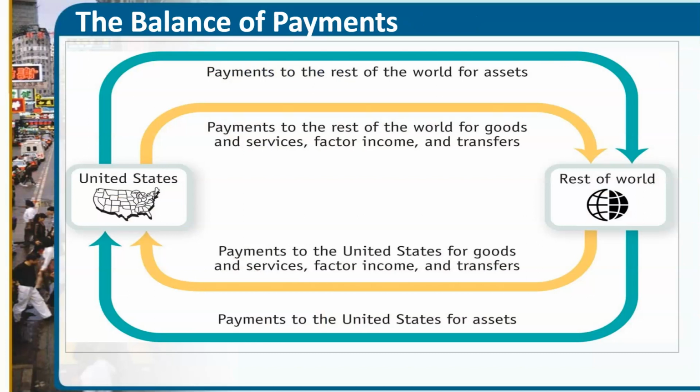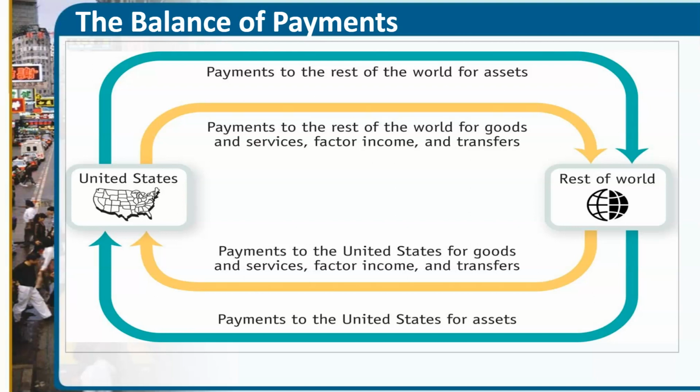So what we look at here is the U.S. in relationship to the rest of the world. We pay the rest of the world for assets that we purchase, and then they pay us for assets that they purchase. There is a back and forth there, kind of the blue lines that you see. And then the yellow lines, we're paying for the goods and services, and then they're paying for our goods and services. And to say that we don't sell any goods and services would be a miscalculation.